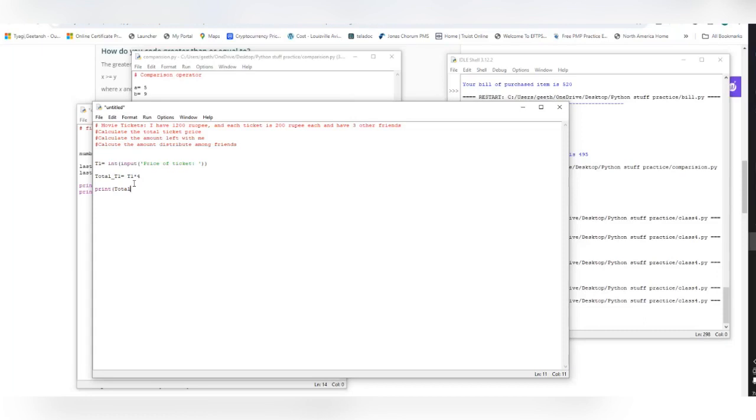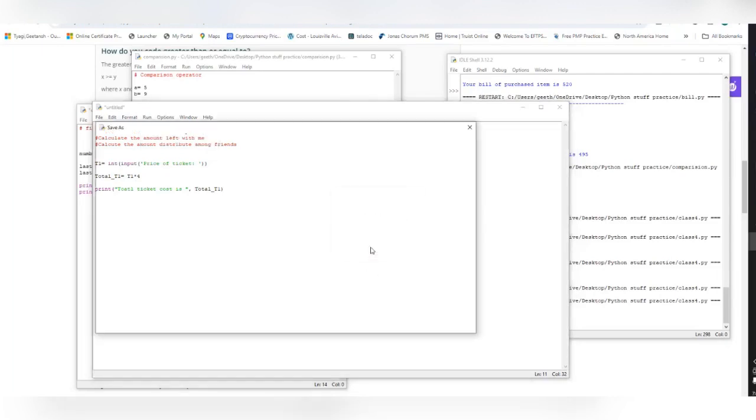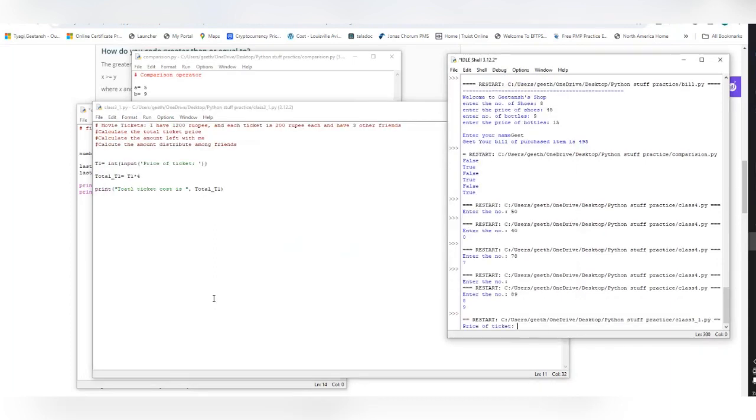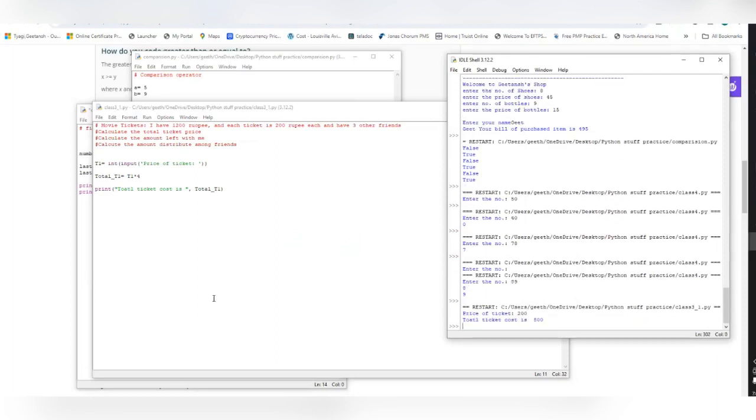Print. The total amount is, so that you have the clarity. You can write it as well: the total ticket cost is. So price of ticket was 200, right? 800. Now money left with you.